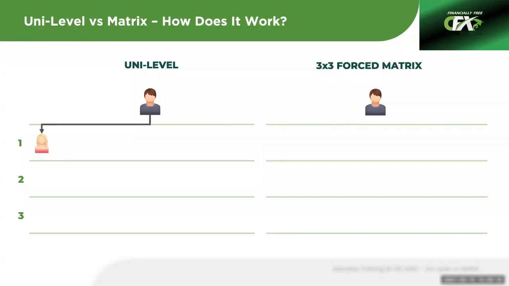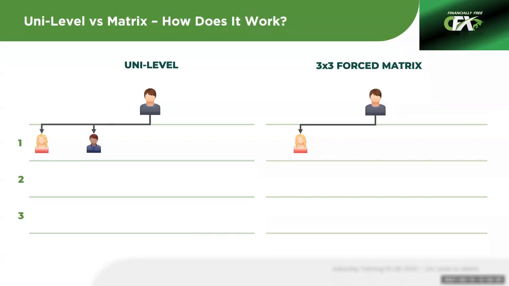So let's assume for a moment you introduce this lady into your business. She would be personal to you on your level 1. And she would also be the first person in your 3 by 3 matrix, and she would go into the first position on the left in your first row.